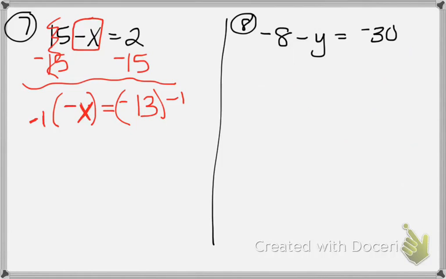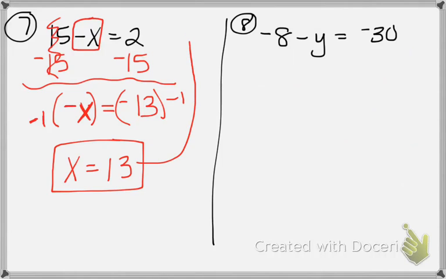And when you do -1 times -x, you get positive x, and that's what you want. Well, don't forget -13 times -1 is positive 13. Now that is your solution. And if you don't believe me, put it back. Use the substitution property, put it back in place of x, and say to yourself, 15 minus 13 really does equal 2.